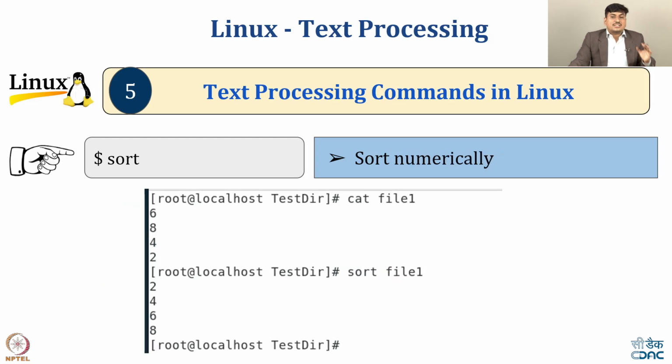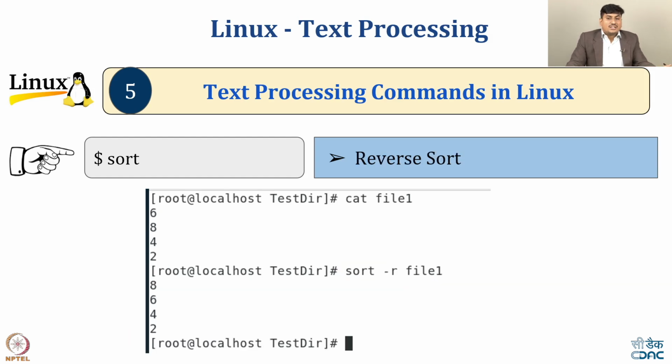There are numerous cases where we require such things. Numerical sorting is also possible with the same command. Let us say this is a file which has some numbers within it, and if we pass this file to the sort command, it numerically sorts the content of that file, right. Then if I want to print in reverse sorted order, I just pass the -r parameter to the sort command, and it prints the results in reverse order, right.